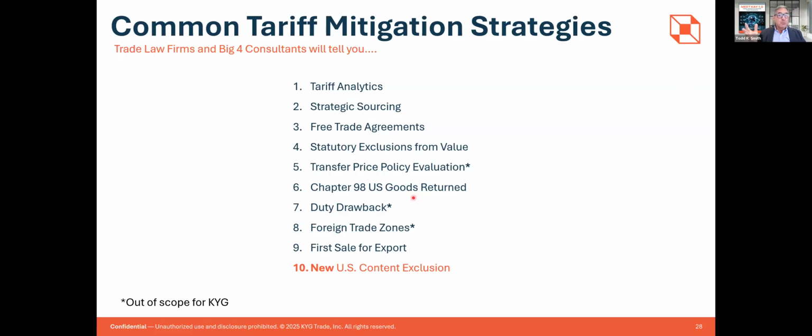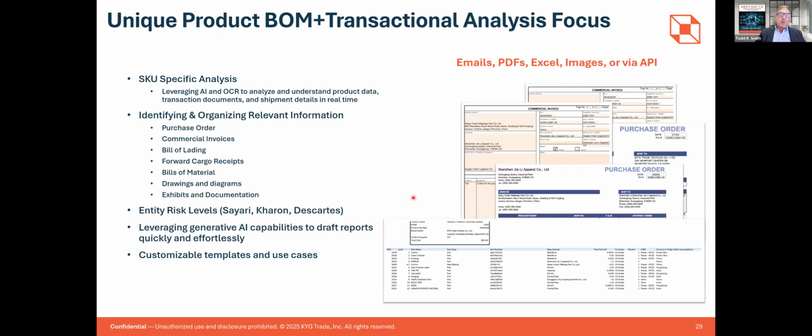And then there is this new U.S. content exclusion, as I mentioned earlier, which we'll talk a little bit more about in just a second. So these are the core things that companies can do. I'm sure I've left off a few, but these are the bread and butter types of opportunities that the trade lawyers, the consultants, and really anybody experienced in this field should know about and should be looking seriously at. So how, again, can KYG Trade help you in these areas?